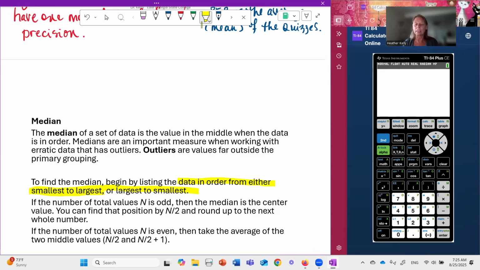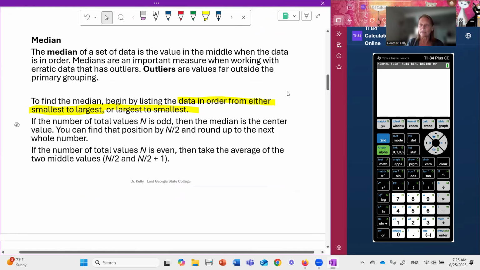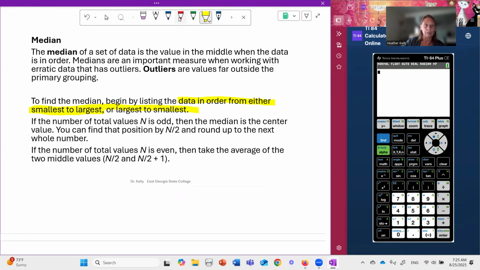Okay. Now, the idea is that we're just trying to figure out the position in the list. Okay, so this trick here, this thing that I'm going to teach you, only gives you the position in the list where the median is.